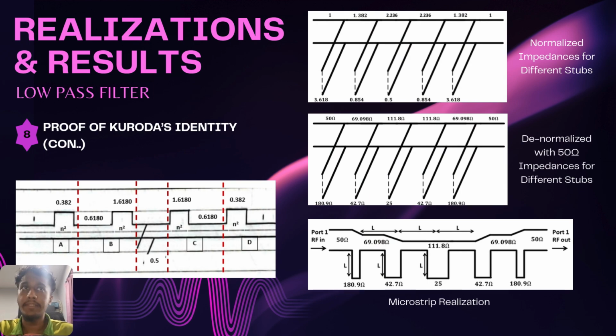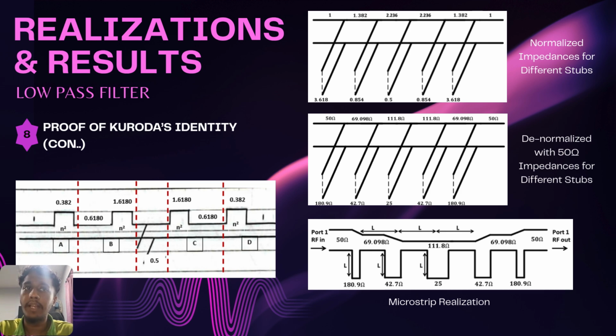Now at the last stage, we can arrange the values we get here. So all the stubs will be open circuit. Since we get all the values, we arrange them here in the first picture at the top right. For the first picture, these are the normalized impedances for the different stubs. So we have to denormalize with 50 ohm impedance for the different stubs. In the second picture, the middle one, we multiply by 50 ohm and we can get the values here.